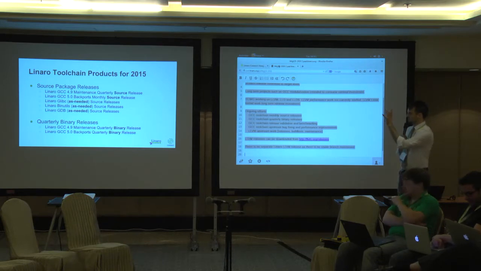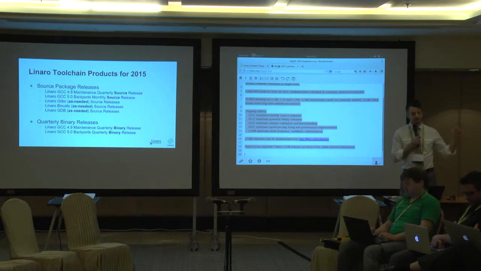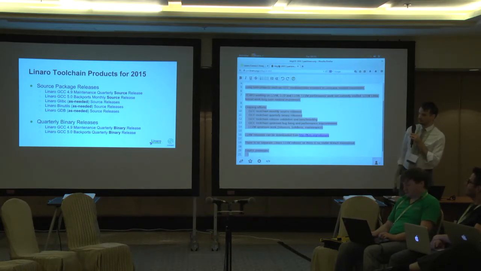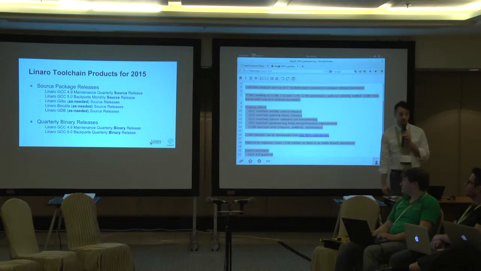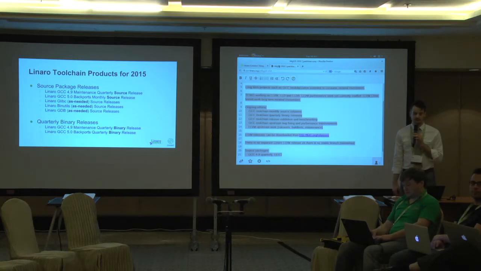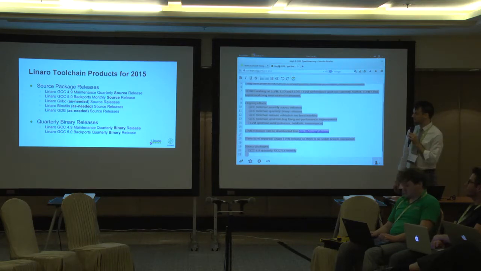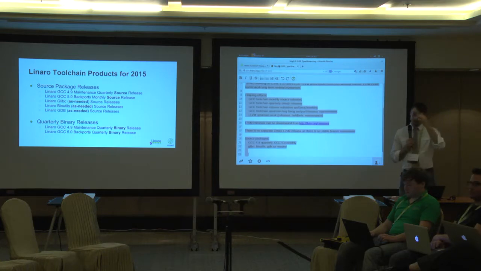But the implication here is our 4.9 monthly release will go to maintenance, and that will change to showing up quarterly, so you'll see that quarterly source release. My team will push back strongly on backport requests for GCC 4.9, unless they're on a quarterly basis. We're moving our main effort to the 5.0 or 5.1 monthly source release. glibc, binutils, GDB will continue to be as needed, and our quarterly binary releases will have our 4.9 quarterly and our 5.0 quarterly. Where is 4.8?